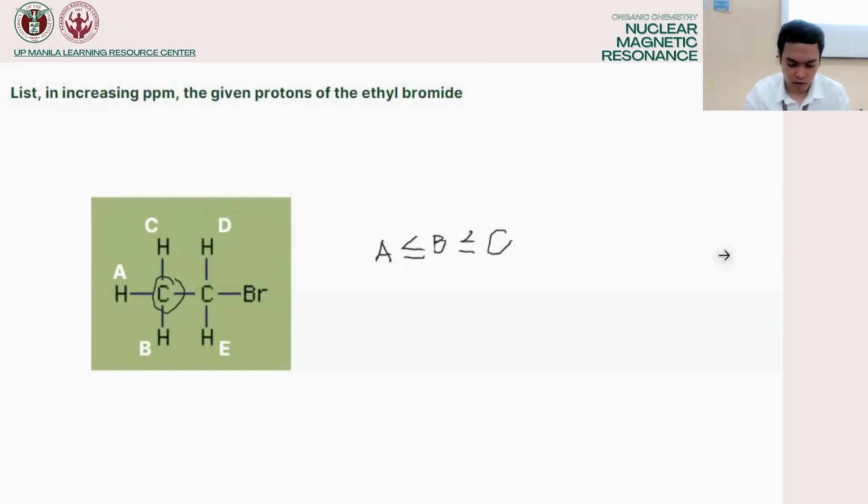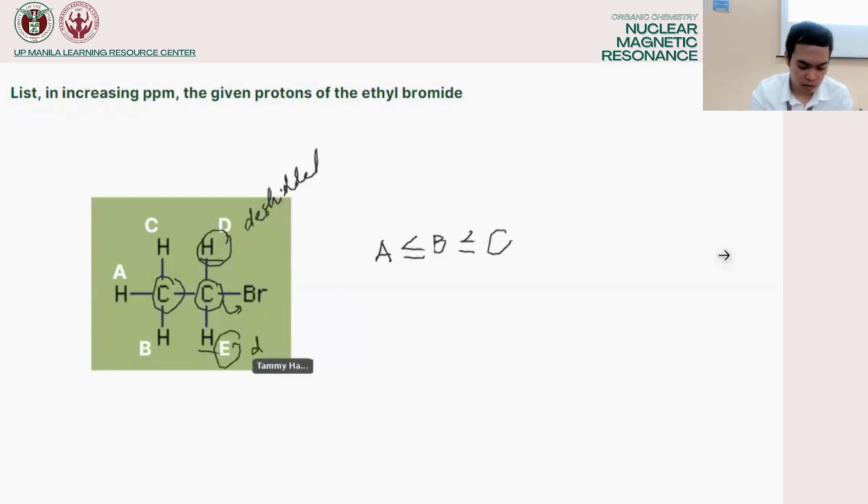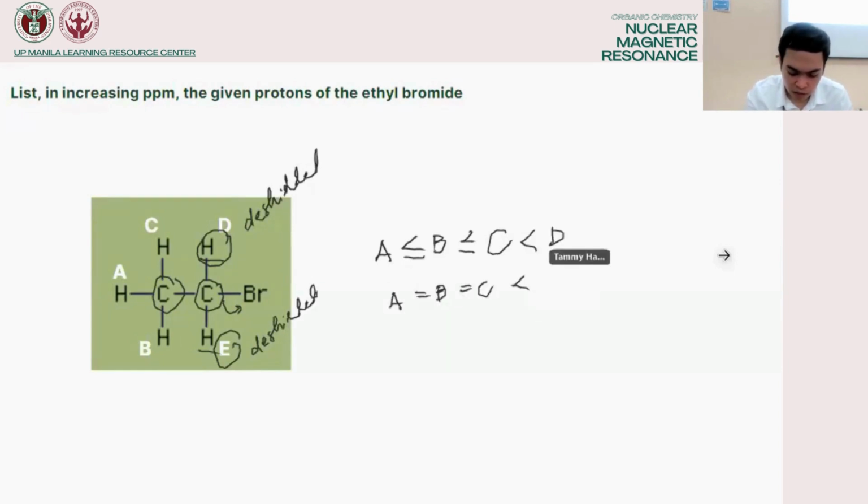And then, syempre, ang character nitong dalawang H na to, iba na dito kasi it's on a different carbon. Itong carbon na to, malapit kay bromine. So, anong nangyayari dito? These are more deshielded. Natatanggal yung electron sa kanila. Kaya, pwede itong A equal to B equal to C, then greater than D is greater than equal to E, or D equal to E. Actually, ito ang sagot.